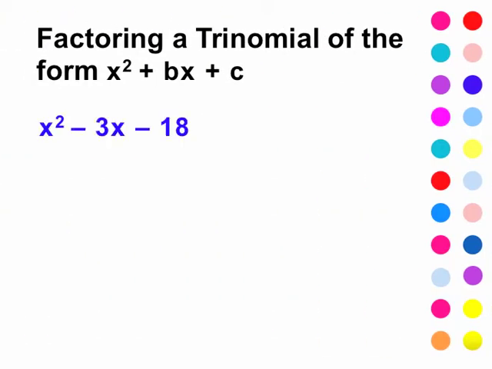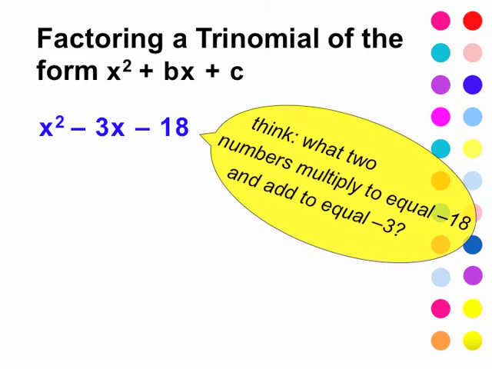Now you'll have a trinomial very often to factor of this form, where the leading coefficient is 1. That's the number multiplying the x squared term. And this is what you think to yourself. What two numbers multiply to equal negative 18 and add together to equal negative 3? So that's negative 6 and positive 3. And therefore we write our factored form as x minus 6 times x plus 3.